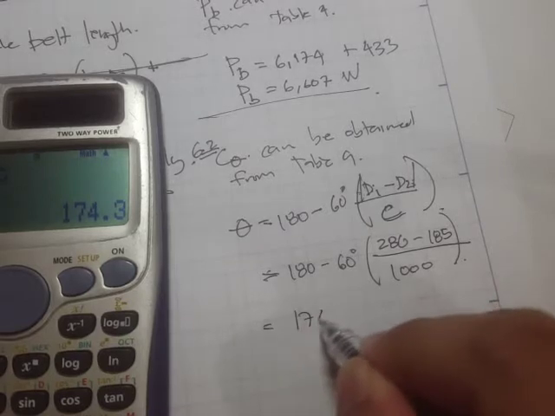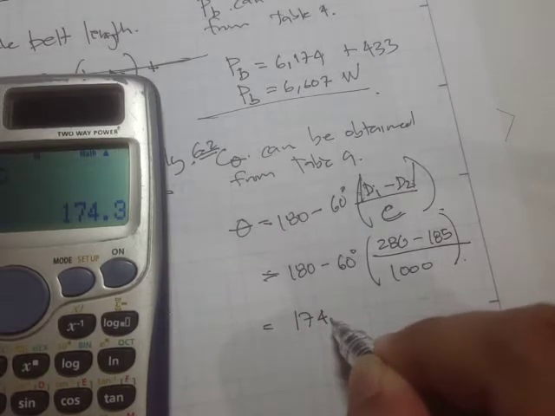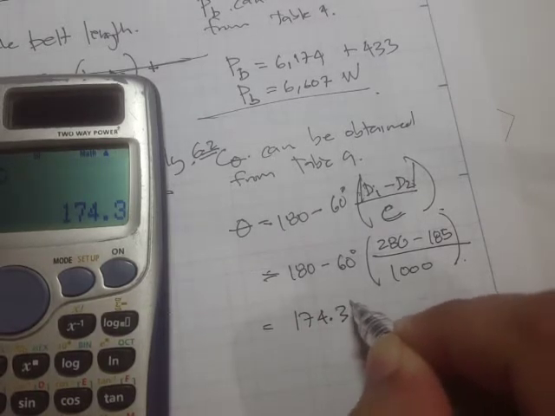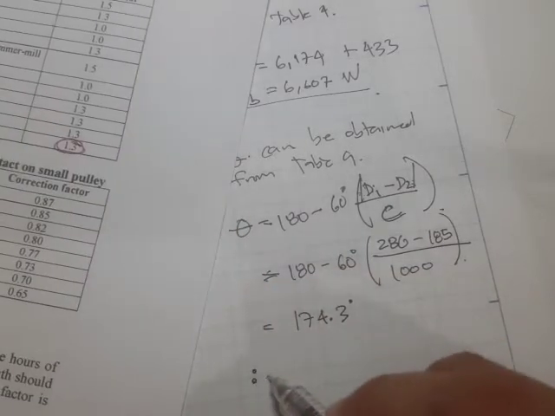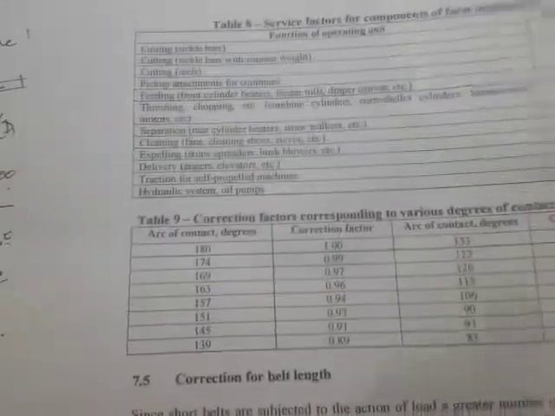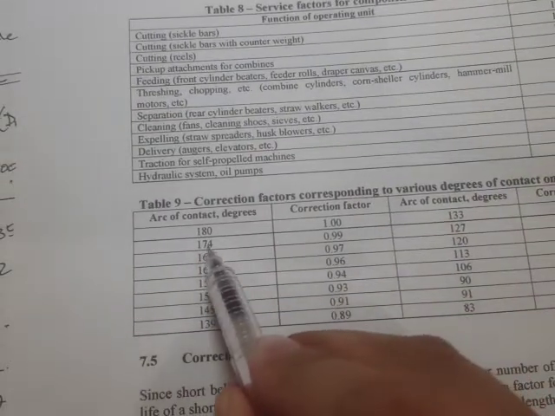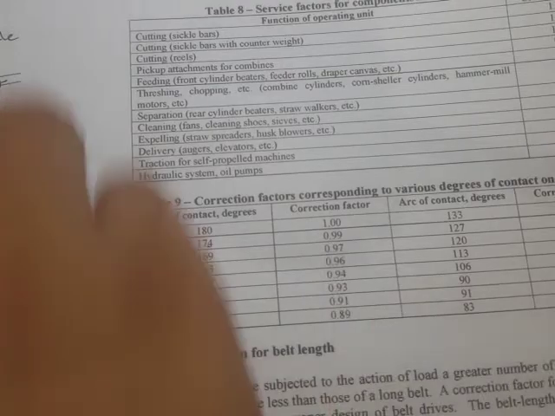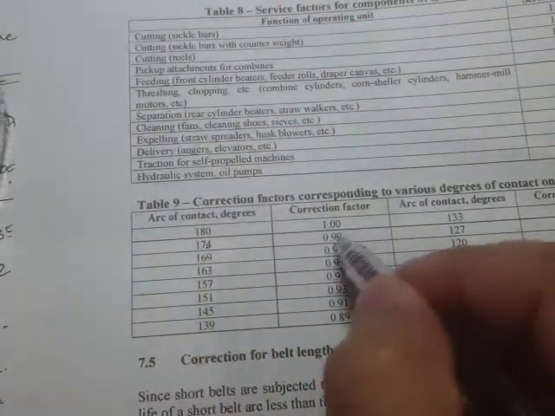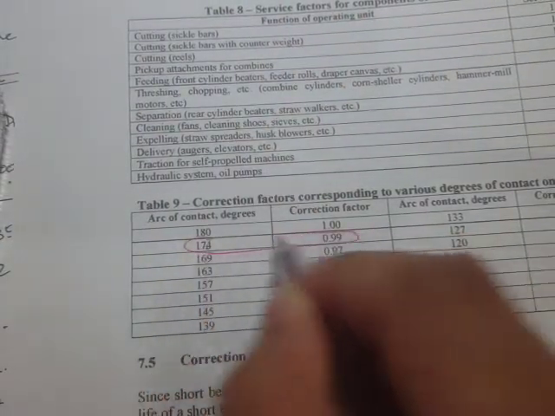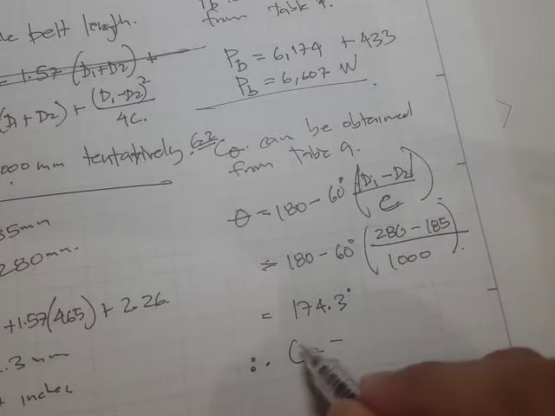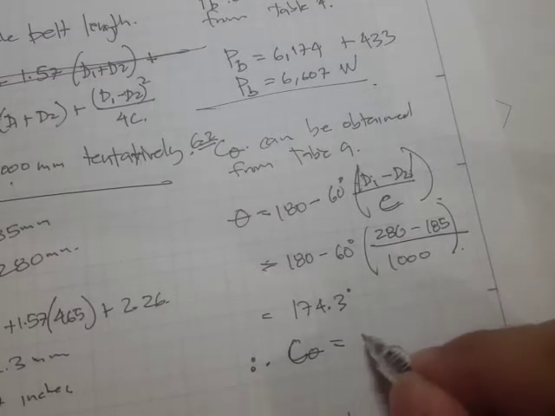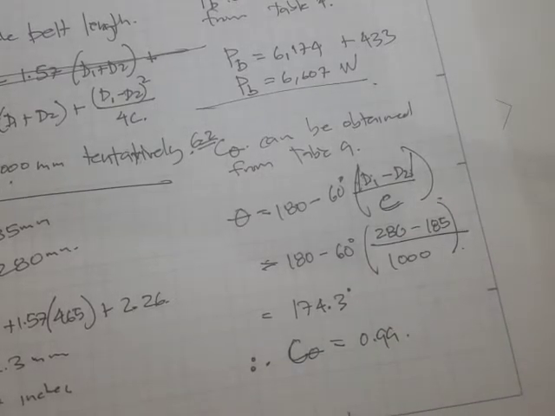And we have here 174.3 degrees, right? And therefore from table 9 we have here 174. Then what's our correction factor? This is 0.99. Therefore this factor is equal to 0.99.